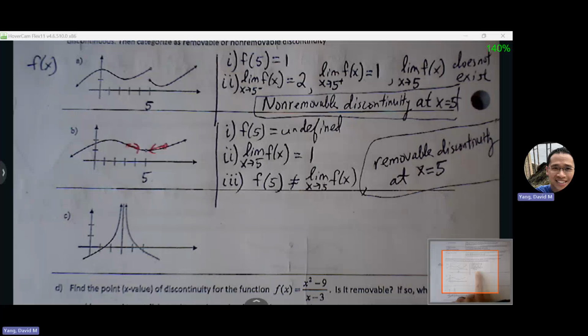Any questions? Try part C. Part C should feel a lot like part B, but I think it's a good chance for us to practice writing out these notations. So try part C. Use B as your model.